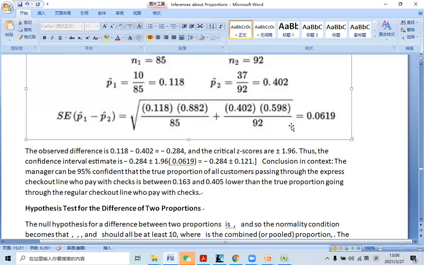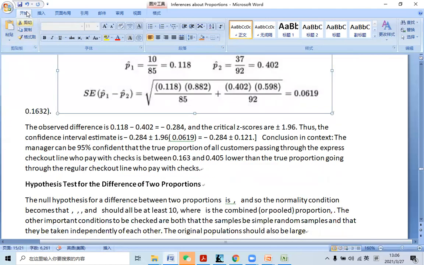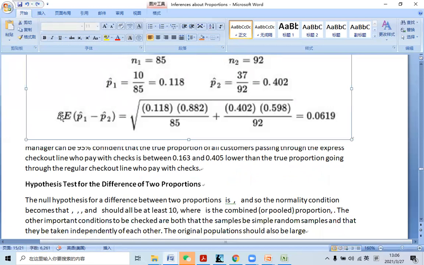You don't have the standard deviation of the population. What do you need to do? You need to estimate. When you are estimating, you have the standard error. So the standard error of the difference between the two proportions, fast line versus regular checkout. And here you have the square root. The square root will give you the standard deviation. In the square root, you have the estimated variance.